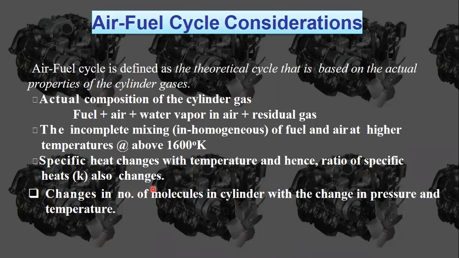Gamma is also going to change here. If the specific heat at constant pressure and constant volume changes, automatically gamma is going to change, because it is a ratio. And there is also a change in the number of molecules in the cylinder. Because of the change in pressure and temperature, the number of molecules is also going to change. For suppose if we consider liquid and gas, what is going to happen? Are they the same when they change their phase?